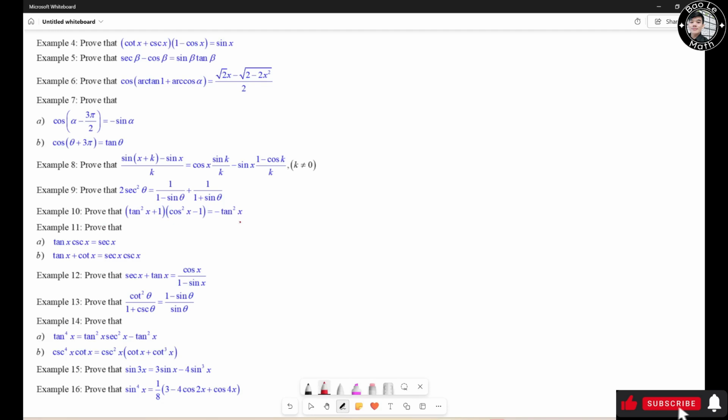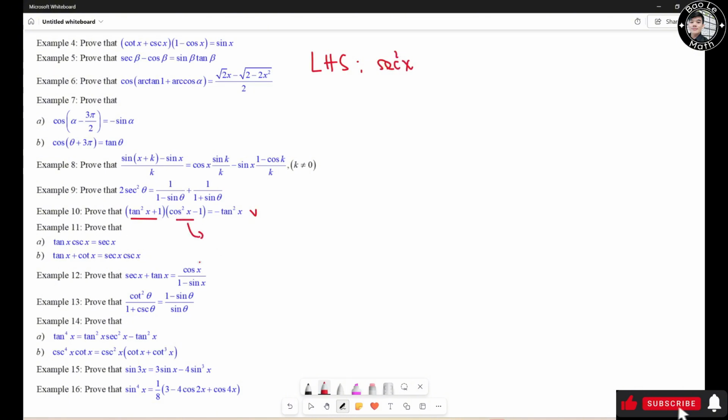Now let's move on to example number 10. Alright, so we need to prove the left hand side equals the right hand side. So left hand side is going to be tangent square of s plus 1. This is actually secant square s, right? You learned in the formula, right? Now cosine square of s minus 1.